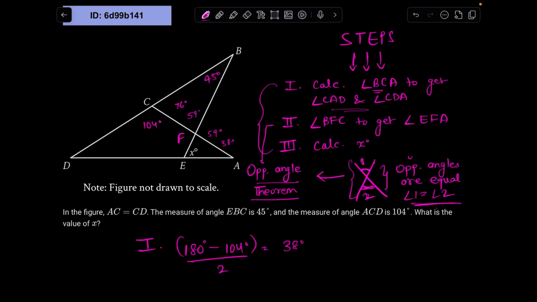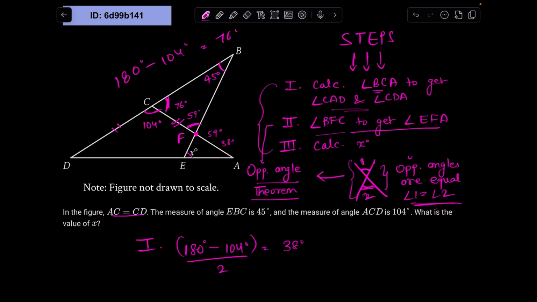Okay, so let's move on to the first question. It states that in the figure AC is equal to CD, meaning this line is equal to this line, and the measure of angle EBC is 45 degrees, and the measure of angle ACD is 104. What is the value of x degrees? The first thing we're going to do is calculate angle BCA. For that, we're going to subtract 104 from 180 degrees to get 76 degrees right here. Next thing we're going to do is calculate angle BFC to get angle EFA. I'm going to name the intersection of line EB and AC as point F. So we're going to be calculating BFC, this angle.